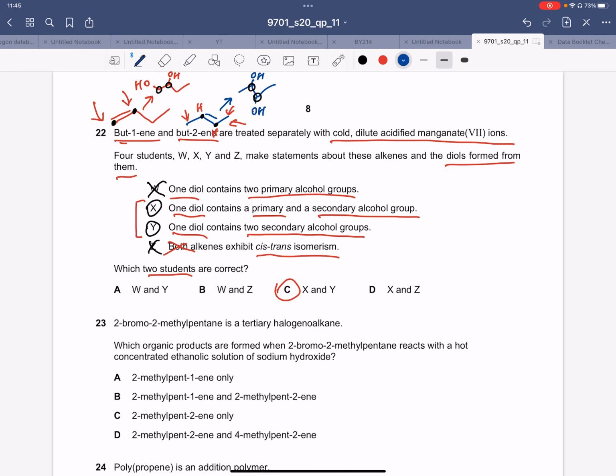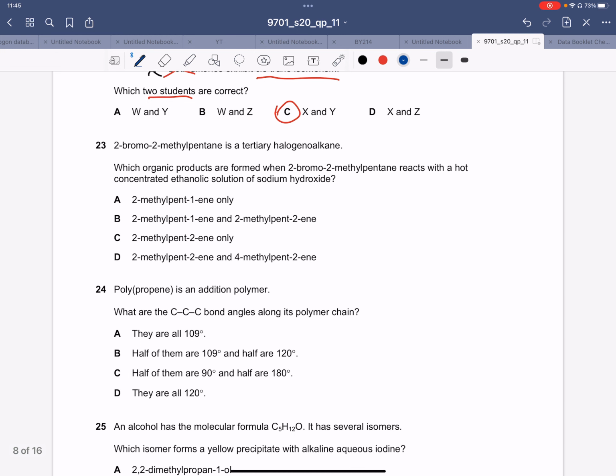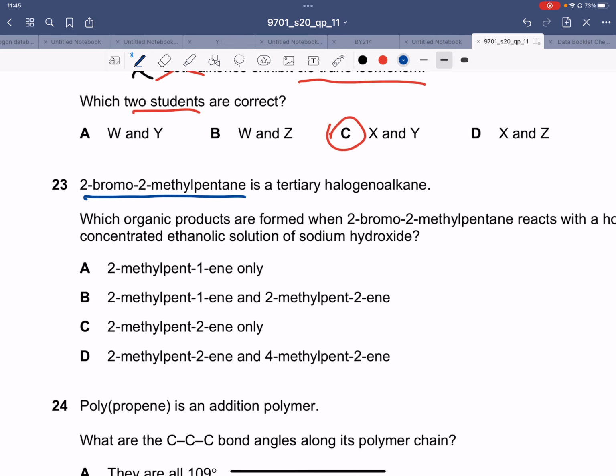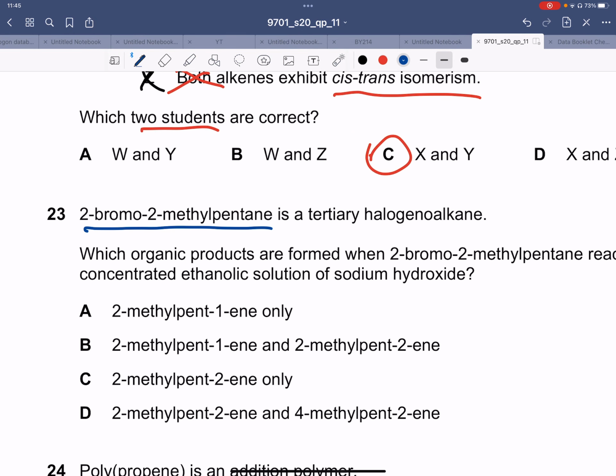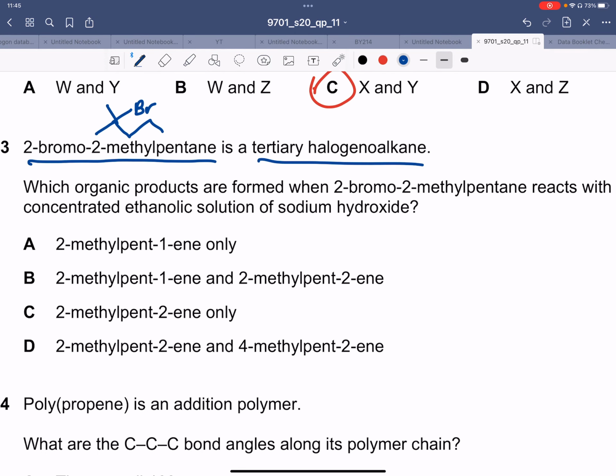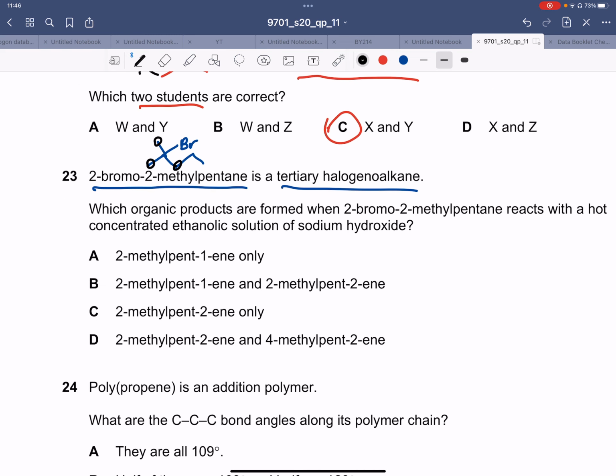All right, moving on. 2-bromo-2-methylpentane. Okay, let's draw this out first. 2-bromo-2-methylpentane looks something like this. So you first have the pentane, so 1, 2, 3, 4, like that, and then 2-methyl, and then 2-bromo, which would be like that. Okay, so you have a tertiary halogenoalkane. That's what this is, because there's 1, 2, 3 carbon groups attached to there.